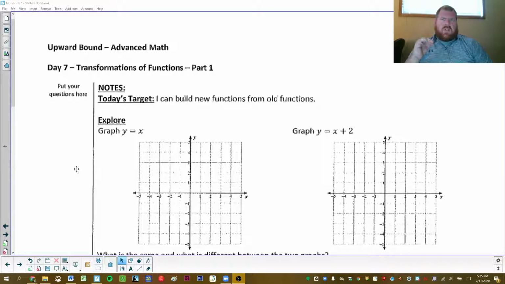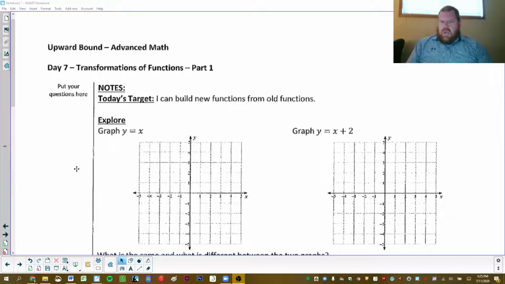Today we're going to start looking at transformations of functions. It is noted as part 1 because we're going to take 2 days on this. I feel like whatever math class you're going to go into next, it's probably important enough to validate having 2 days.